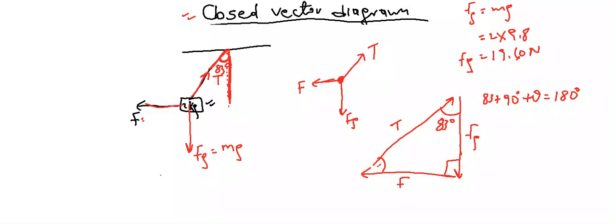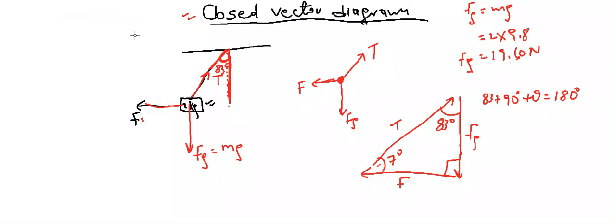180 minus 83 minus 97. So we have the angle which is equal to 7 degrees here. When you combine all these forces, you get 180. So this is the closed vector diagram.